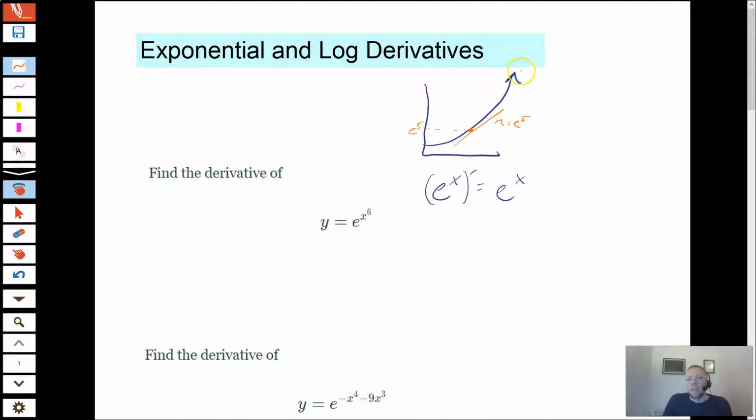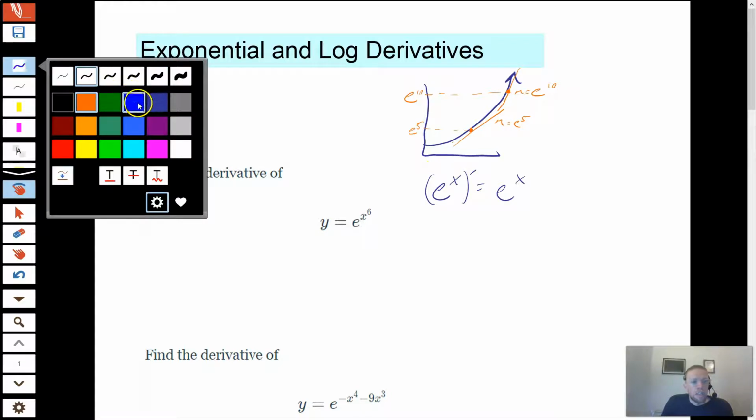Similarly, if this is up here, e to the 10th, the slope is going to be e to the 10th. So that's why e is such a special number. e is the only number that is like that. If I had 2 to the x, my derivative rule would be a lot more complicated. This is super useful in modeling things that involve exponential growth, such as population growth or the spread of a virus, perhaps. That's why this number is so cool.